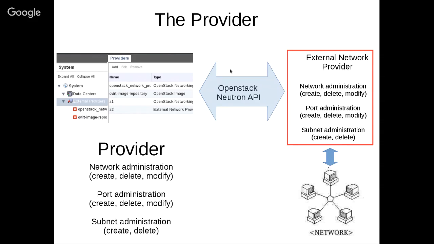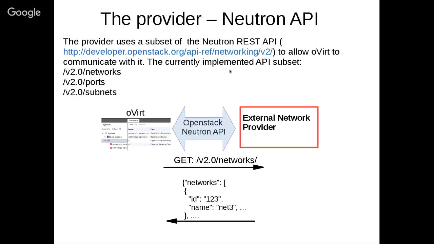The REST API, which the provider exposes, is a subset of the OpenStack Neutron API. We currently use the latest version of this API, which is version 2. The supported subset of the Neutron API includes networks, ports, and subnets.